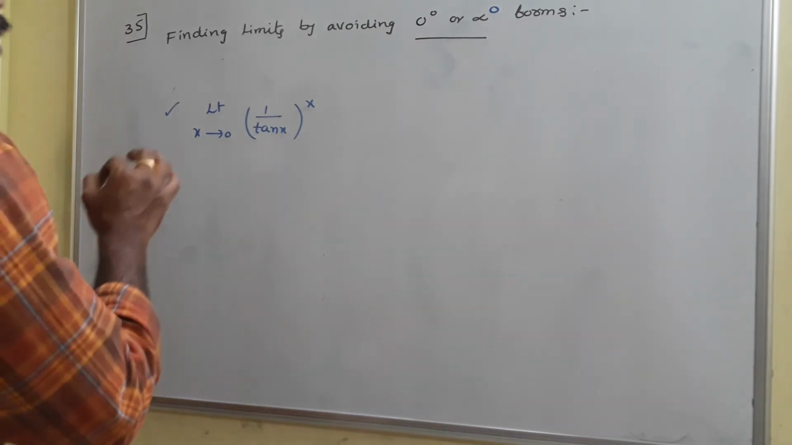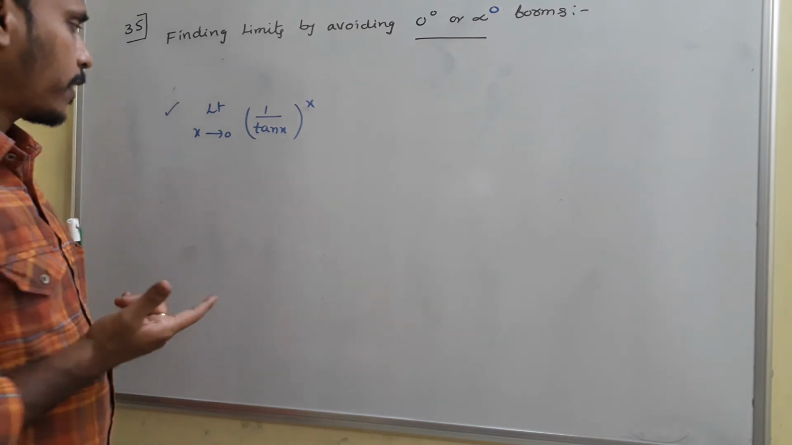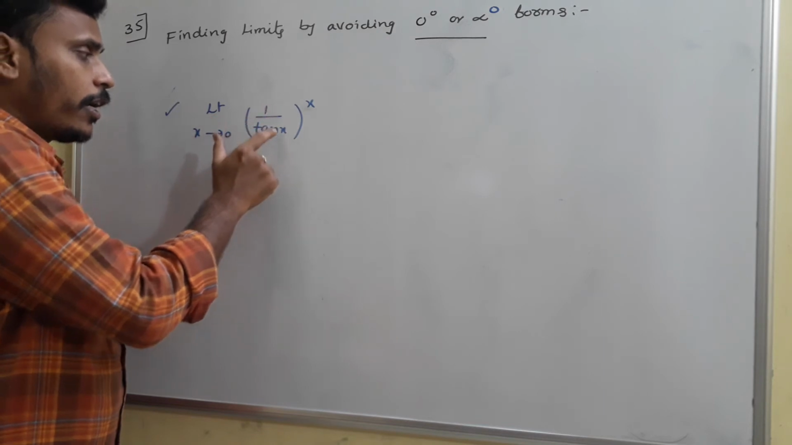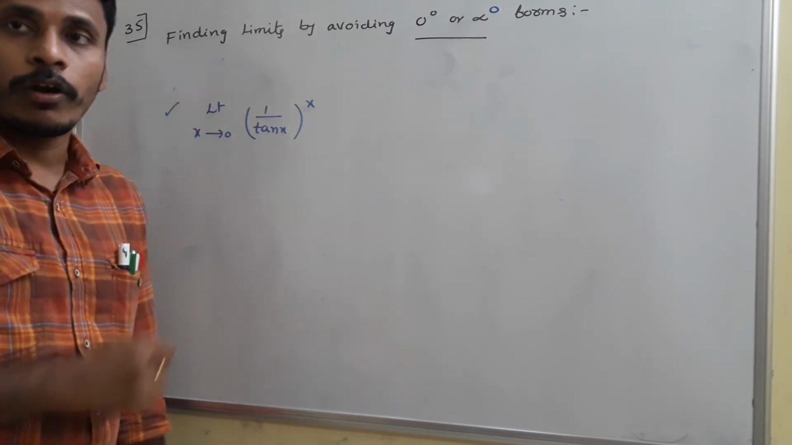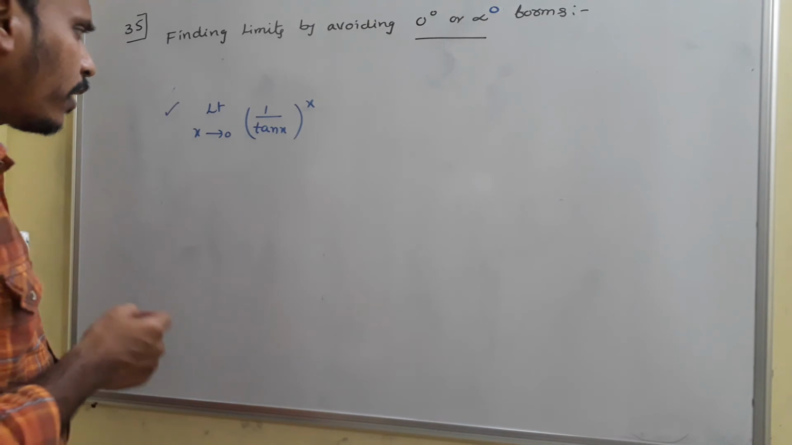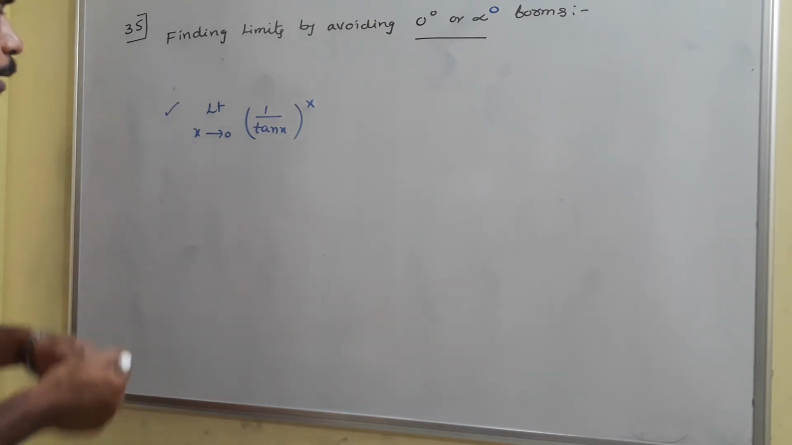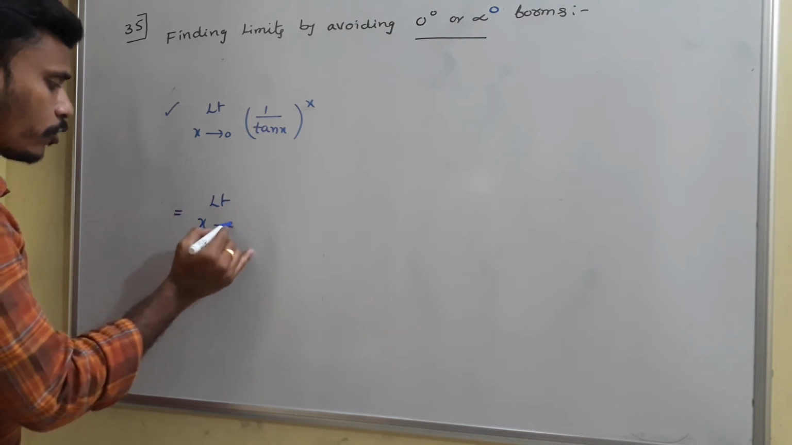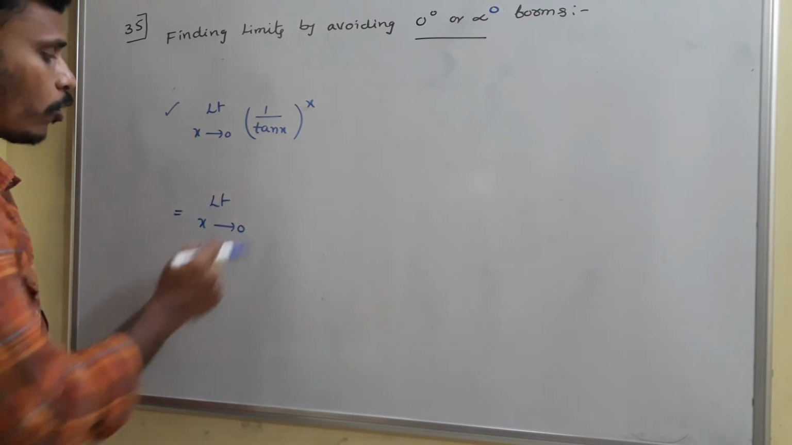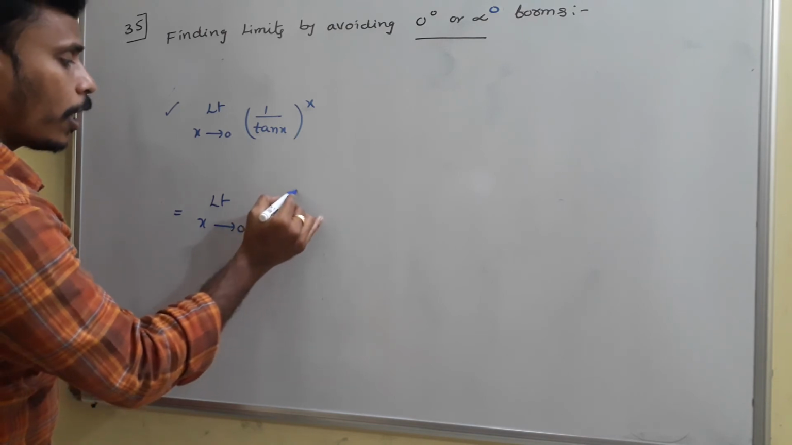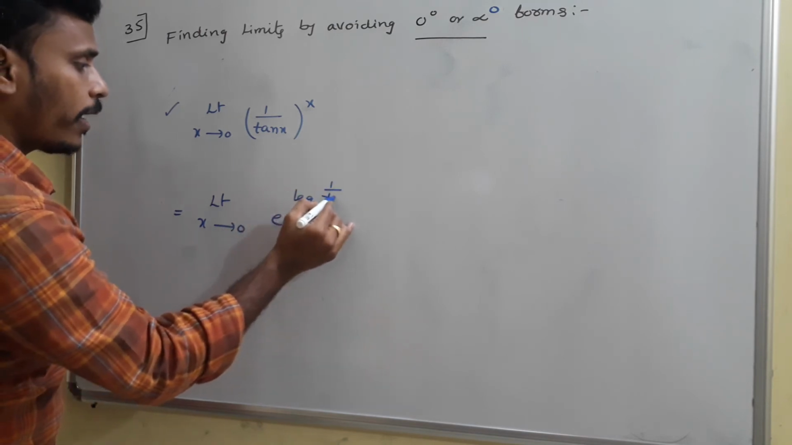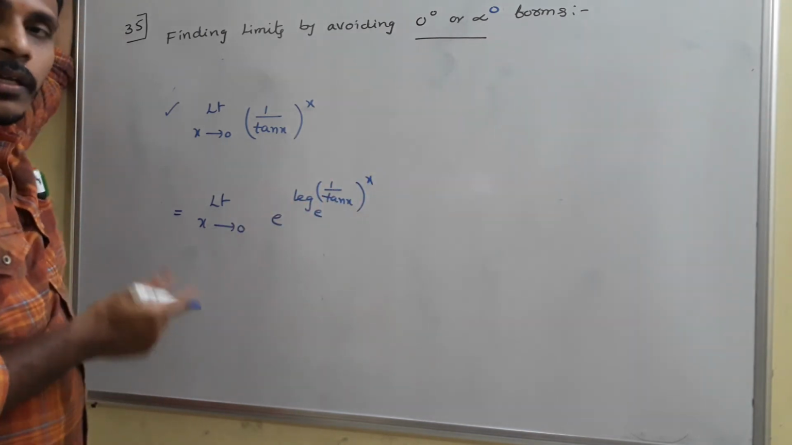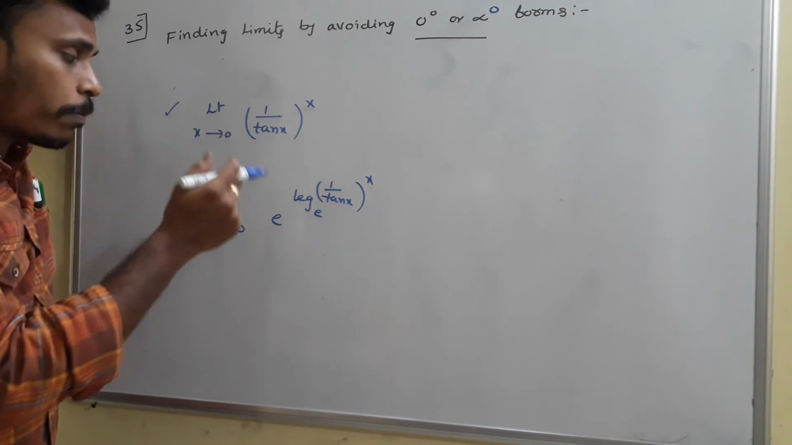Limit x tends to 0 of 1 by tan x to the power x. Again, as x tends to 0, the base tends to infinity and the power tends to 0, an infinity power 0 format. Again, use logarithms to solve this problem. So very carefully observe. This is equal to limit x tends to 0 of e power logarithm of 1 by tan x to the power x, base e. The way of writing is very important.